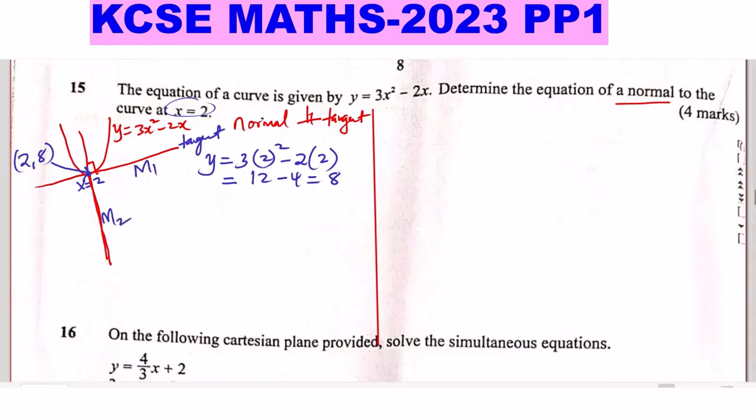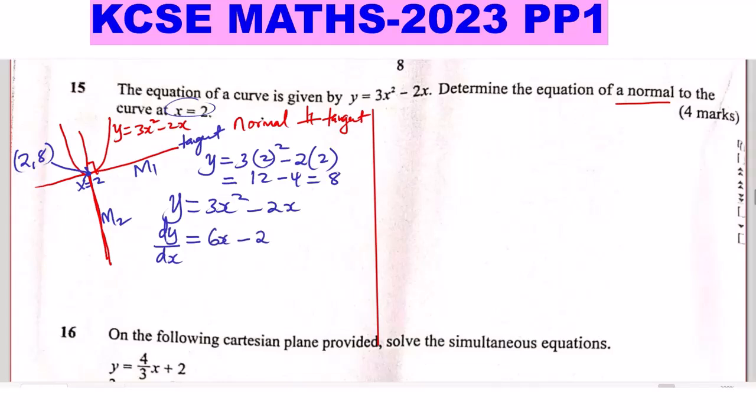So how do I get the gradient of the tangent? I'll get that by differentiating the function of that curve, because the point 2, 8 is on that curve. So y equals 3x squared minus 2x. This expression will give us the gradient function. So we get dy/dx: differentiate with respect to x, and you get 6x minus 2. That is the gradient function.